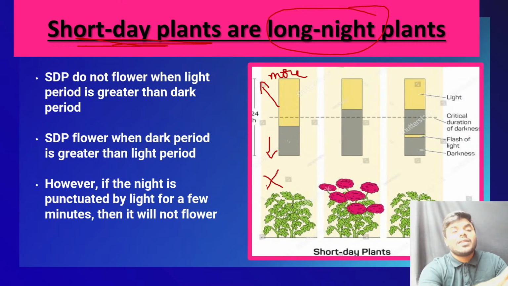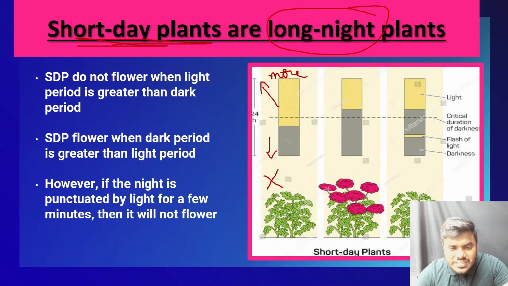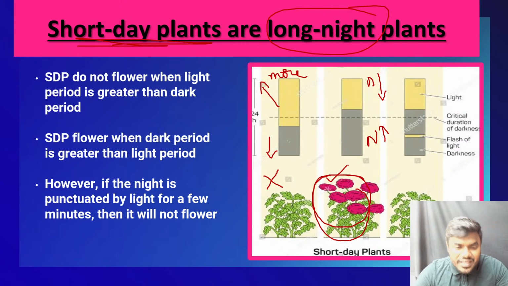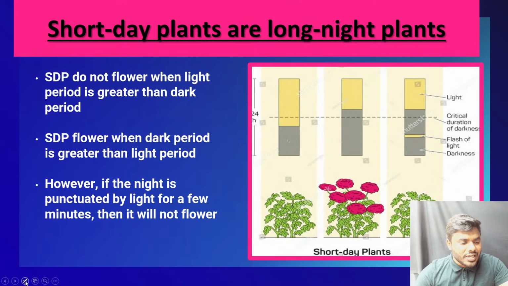Short day plants are not going to flower. Now friends, look into the second condition. Which is more, friends? Undoubtedly night is more. Which is less? Day is less. Then obviously which plants will flower? Undoubtedly short day plants will be flowering, because short day plants require more night length. Obviously they can flower. Now every student has to understand the third condition.